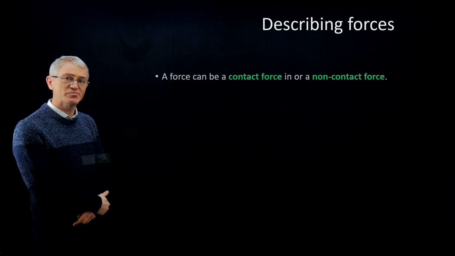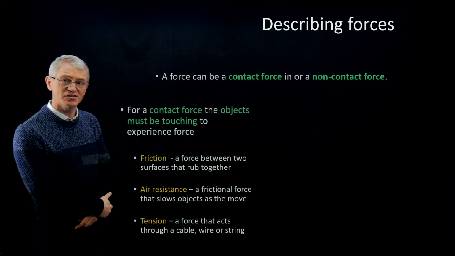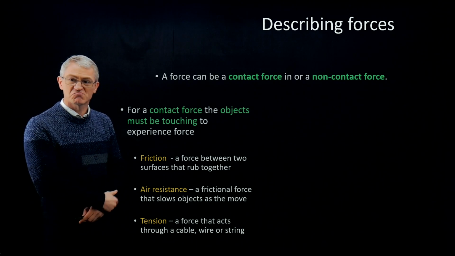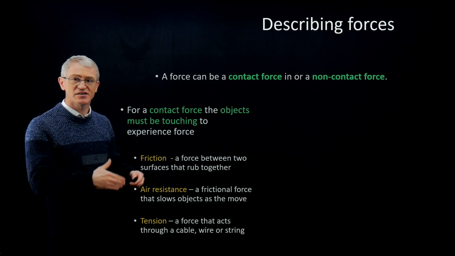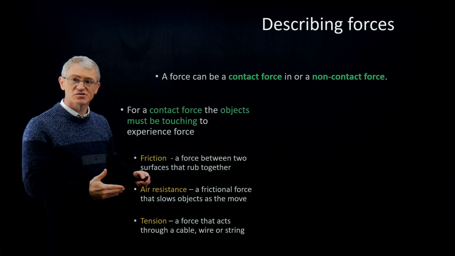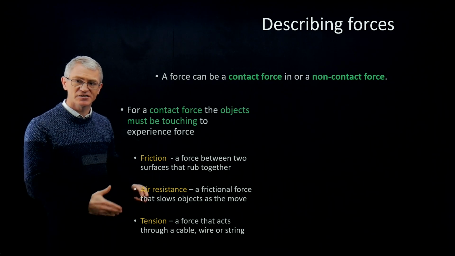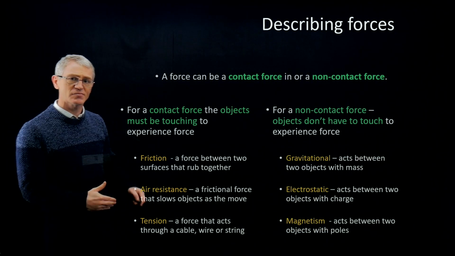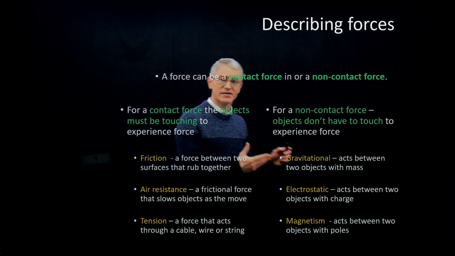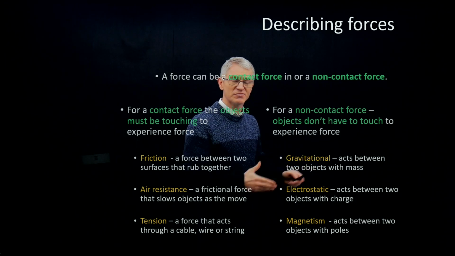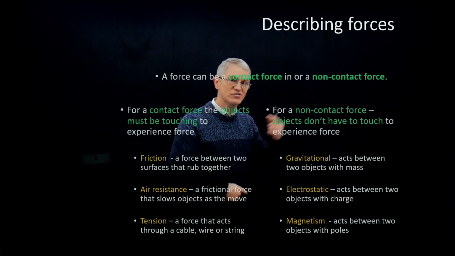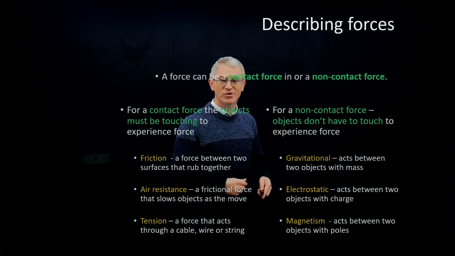Now, force can be a contact or non-contact, as we've discussed. For the contact forces, the objects must be touching. So friction, the two surfaces rubbing together, air resistance, a frictional force with the air slowing you down by hitting you, tension, a force that acts through a cable, wire, or a string. Non-contact forces. Gravitational acts between two objects with mass. So, for example, the Earth and the Sun. The Earth is going around the Sun and being held in place by gravitational attraction.